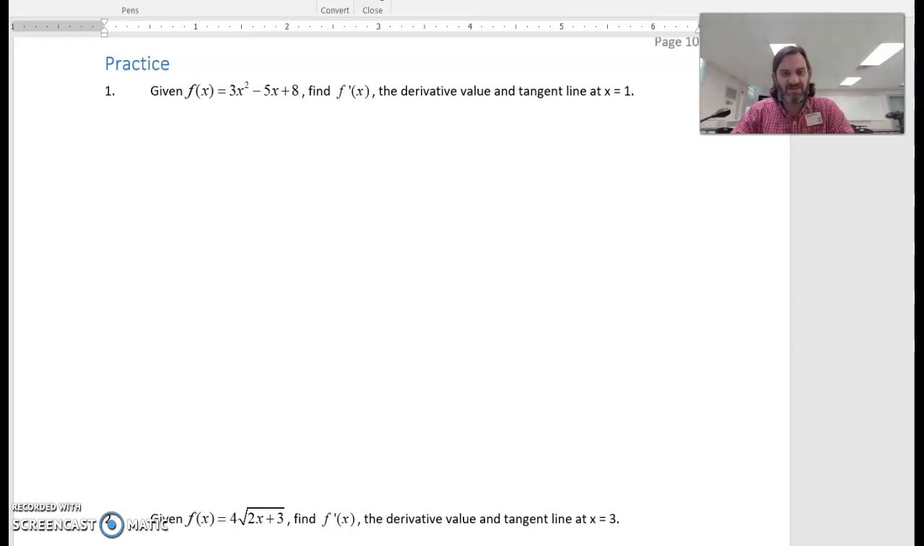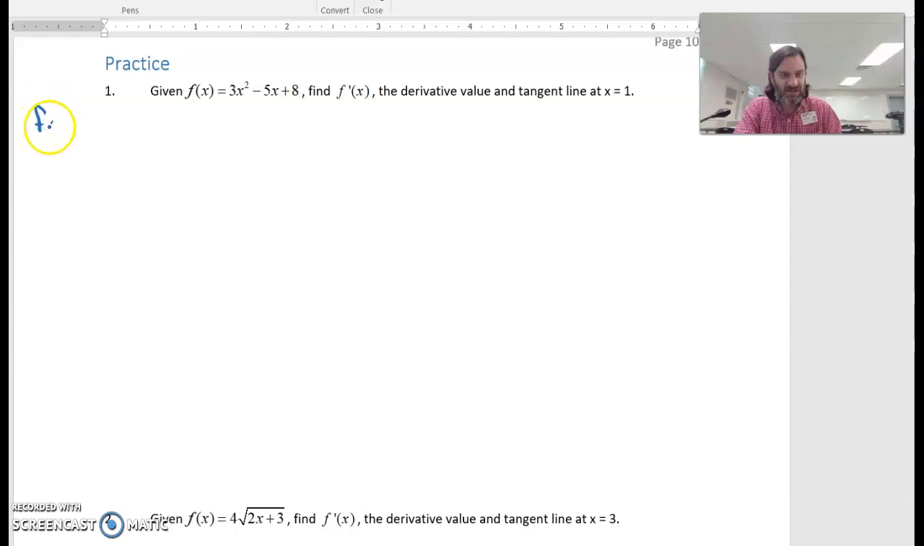Alright, we have a practice problem here. f of x equals 3x squared minus 5x plus 8. We're going to find f prime of x, which is the derivative, and we're going to eventually write the tangent line at x equals 1. So the first thing we've got to do is find this derivative.